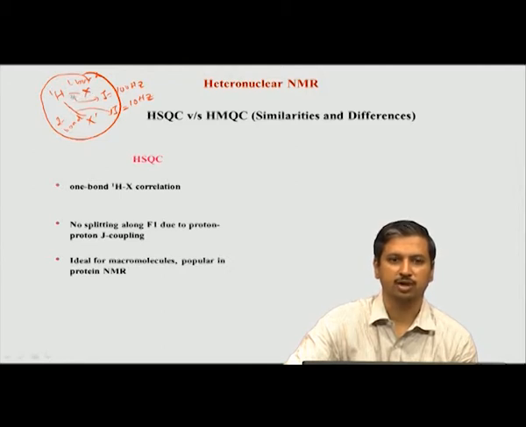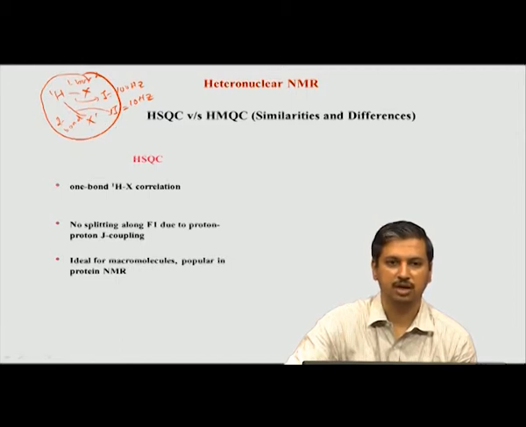So, I can choose to transfer either in this direction to go to here, or I can decide to go this way, just based on the simple idea of 1 by 2 J in the INEPT part based on the J value. So, I should know roughly the J value of my system. So, this whole process is exactly what we do in HSQC and HMQC as well as HMBC. We will come to HMBC in a short while.